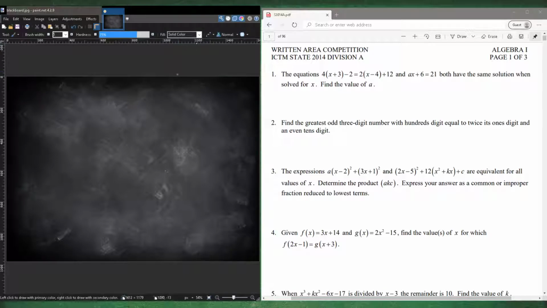So I'm going to start off with the ICTM State 2014 Division A Algebra 1, and I'll be going through every single 2014 if I can for Geometry and Algebra 2. Okay, let's get started. Number 1.